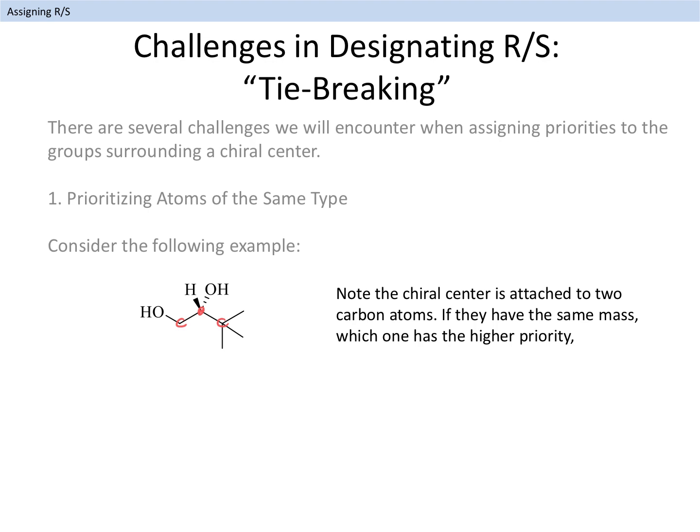If the atoms directly attached to the first set of carbons are identical, we move one more bond out and compare the next set of atoms, continuing this process until a difference is found. Let's use the example on the slide to demonstrate the tie-breaking process. First, notice that the chiral center is attached to two carbon atoms. Because these atoms have the same atomic mass, we have a tie. To assign priorities, we need to break this tie.